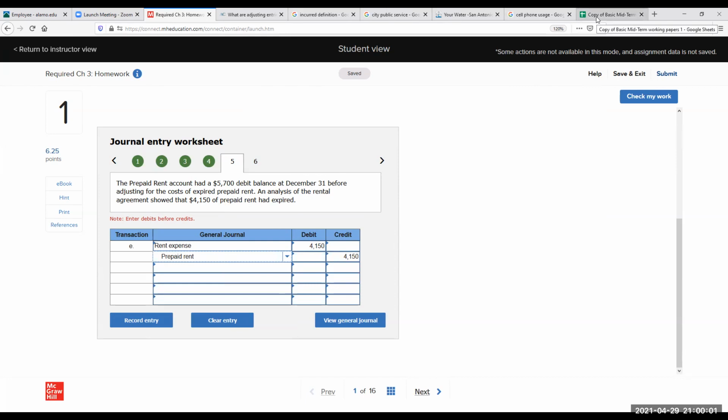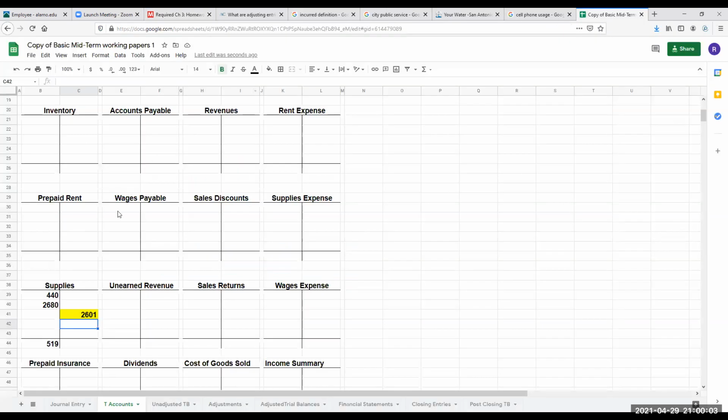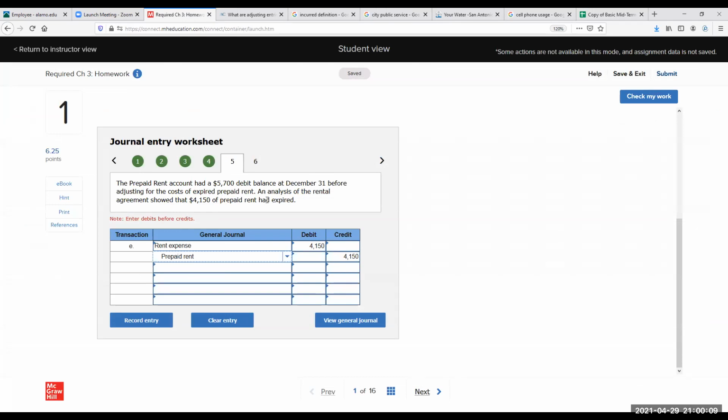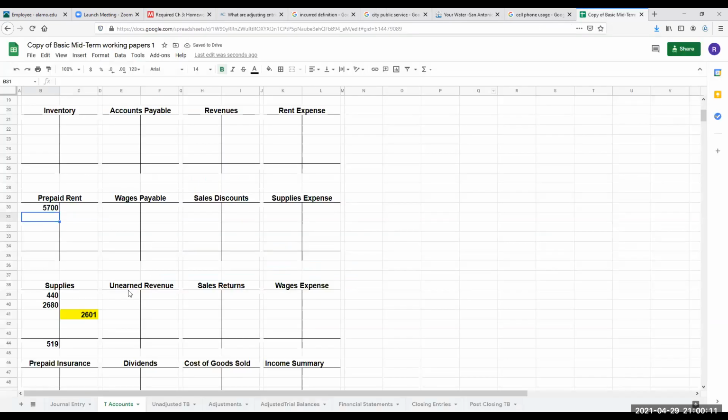Now, $5,700 of prepaid rent. So right here, $5,700 of prepaid rent, and it's telling us $4,150 has expired. So that means expired is $4,150. So what's left is this minus this. So what's left is $1,550. But when it tells us how much is gone, then that becomes the rent expense. So expense goes up on the left side and the asset goes down on the right side.